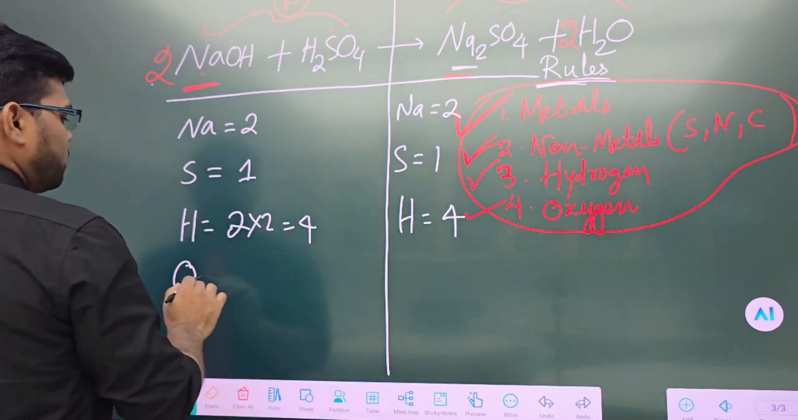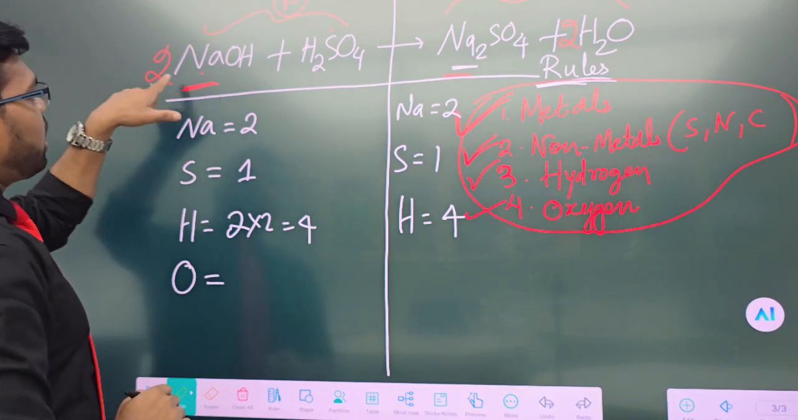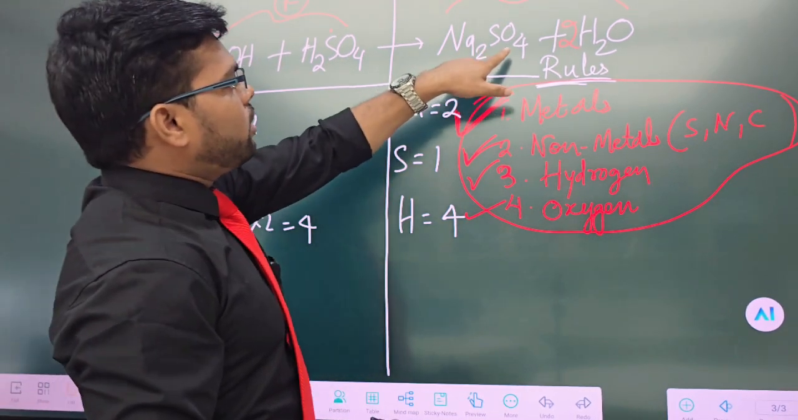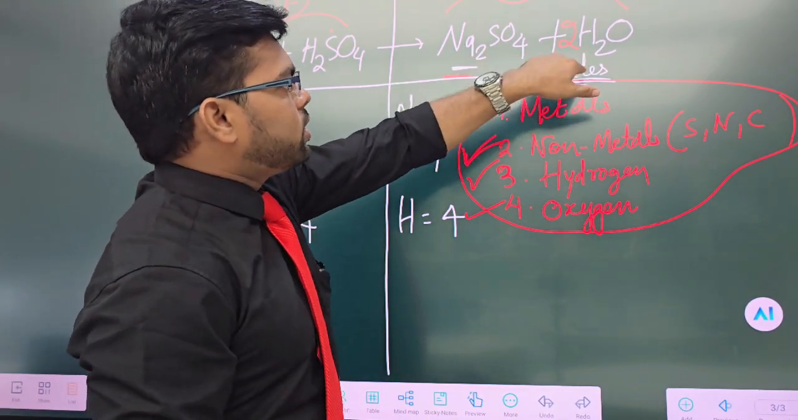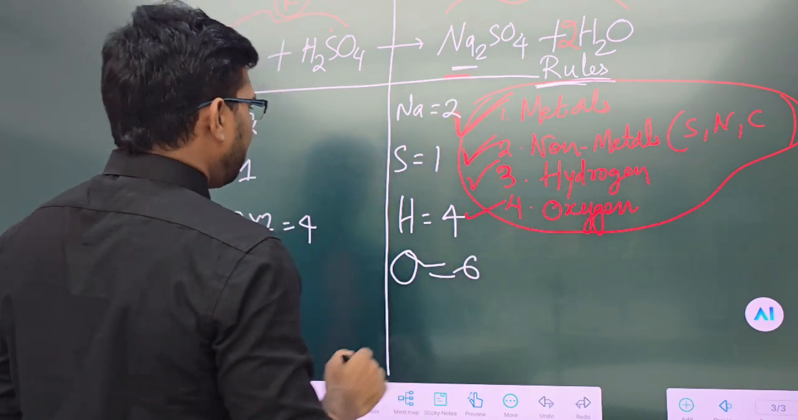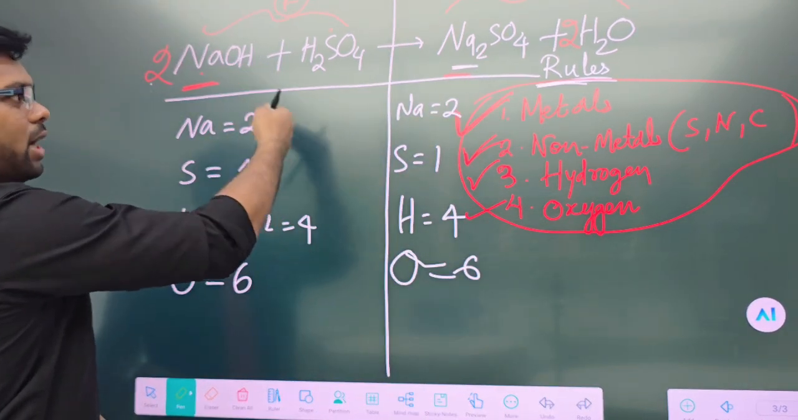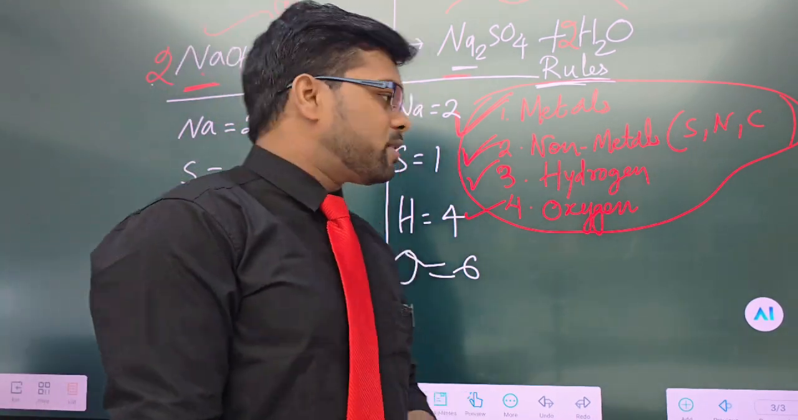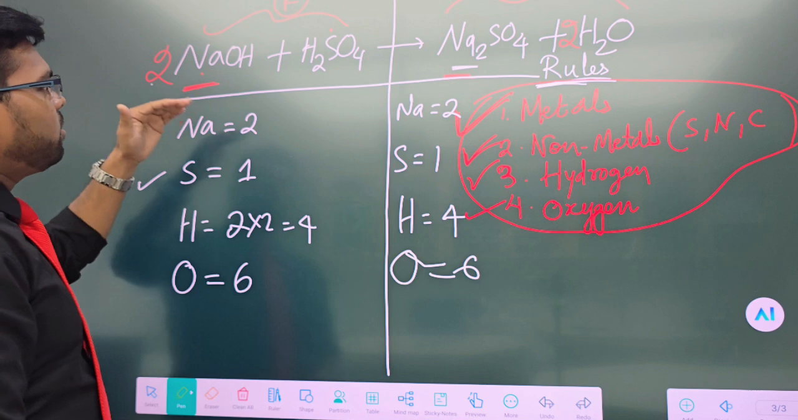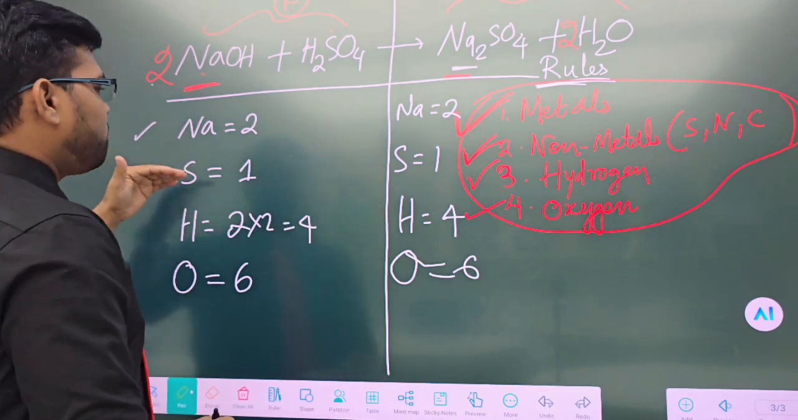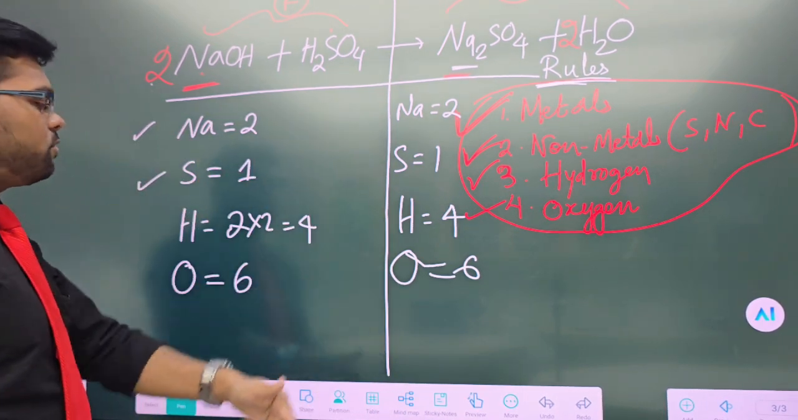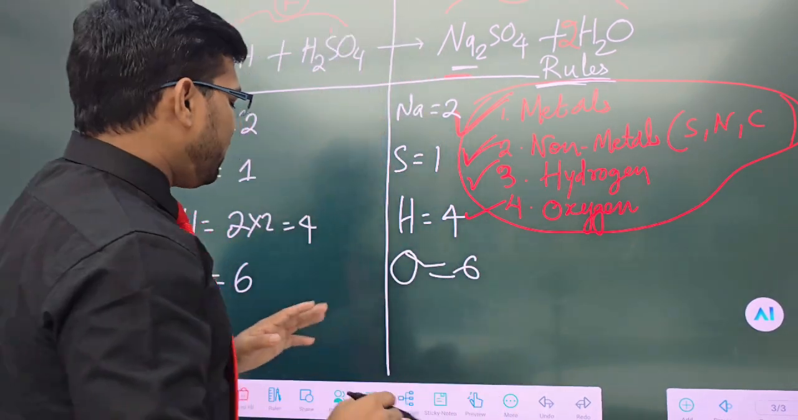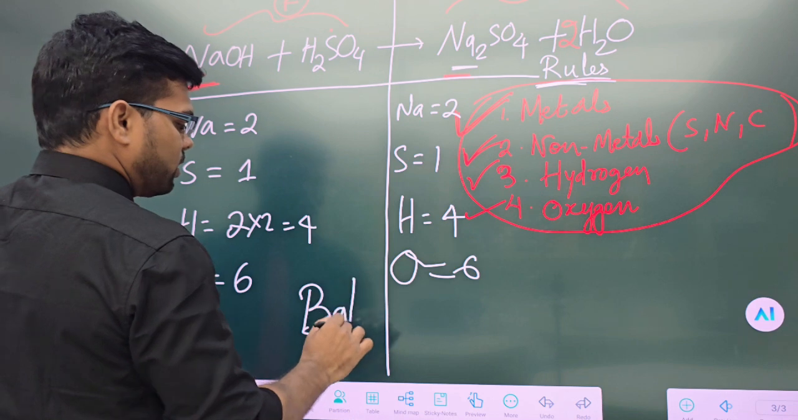Okay, at the end, here we have 2 oxygen, here 4, total 6. Here we have 4 and here 2 oxygen, total 6, oxygen is 6. You can see the number of atoms of reactants is equal to the number of atoms of the product elements. Sodium on reactants and products is the same number, sulfur also the same, hydrogen also the same, 4, and oxygen also 6 on the reactant side and 6 on the product side. This is your balanced equation.